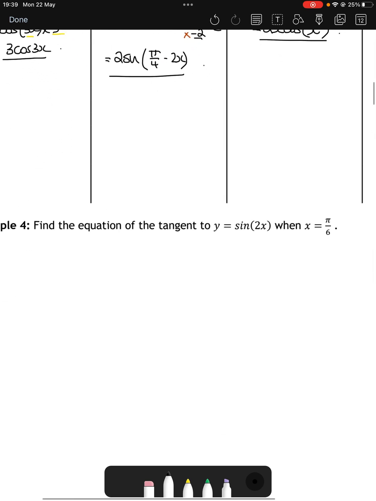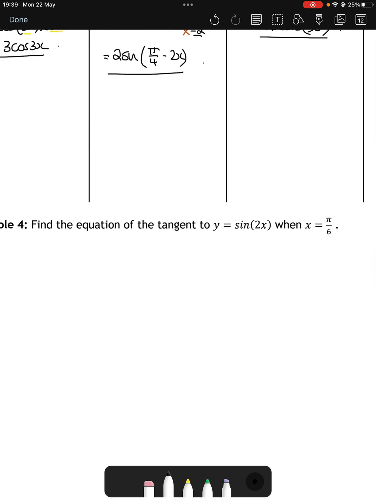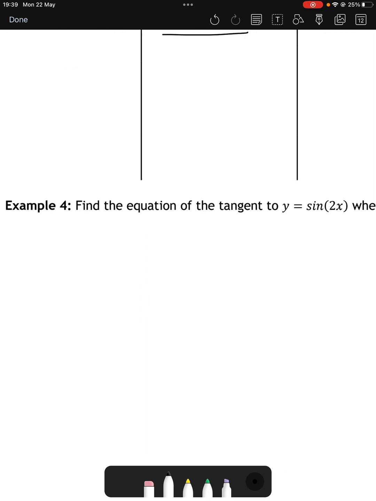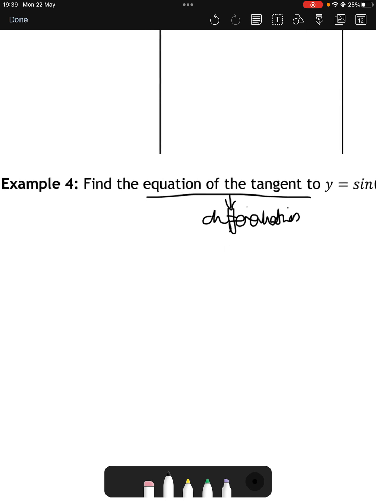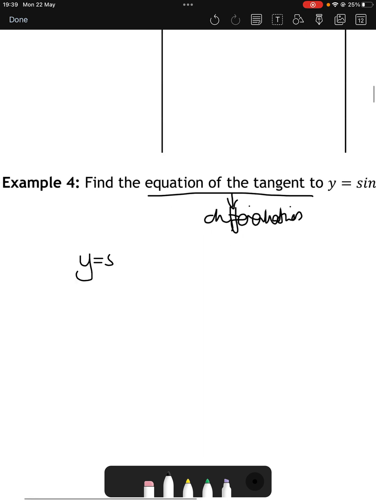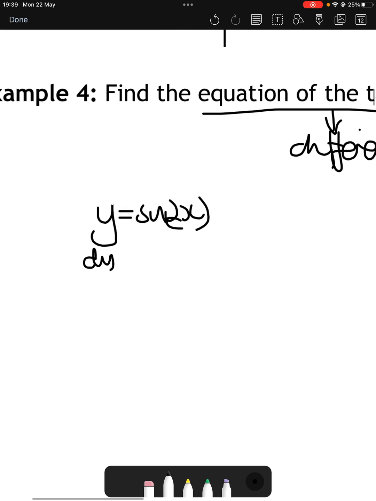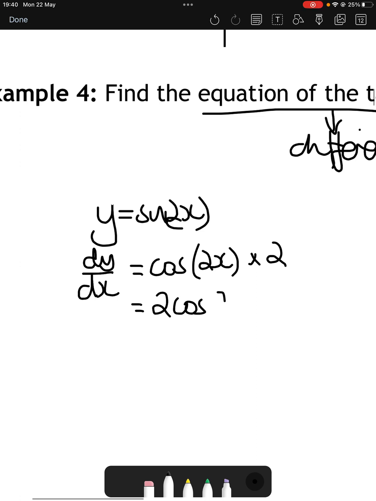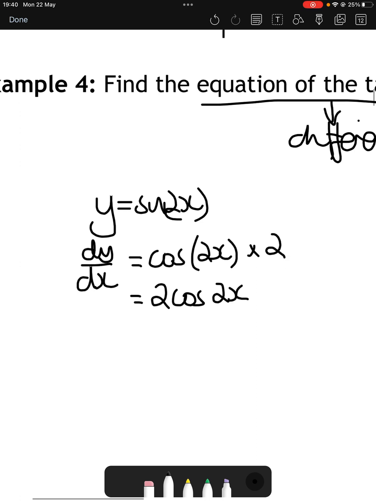Right, in a context, find the equation of the tangent to sine 2x, where x is pi over 6. Now, we know equation of a tangent means differentiation. Okay, in an exam, we have to know what that means. So, we have sine 2x. So, we're going to differentiate dy by dx. Sine goes to cos. Look inside your bracket. Derivative is 2. Okay, so that is our dy by dx.